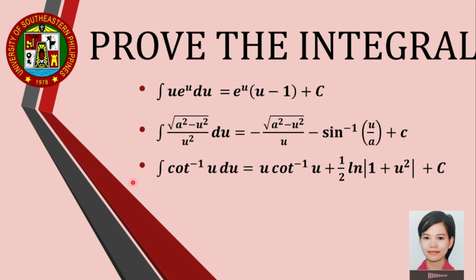Okay, for the third one, we have the integral of arccotangent u du equals u multiplied by arccotangent u plus 1 half ln of the absolute value of 1 plus u squared plus c. So let us try to prove now the first one.